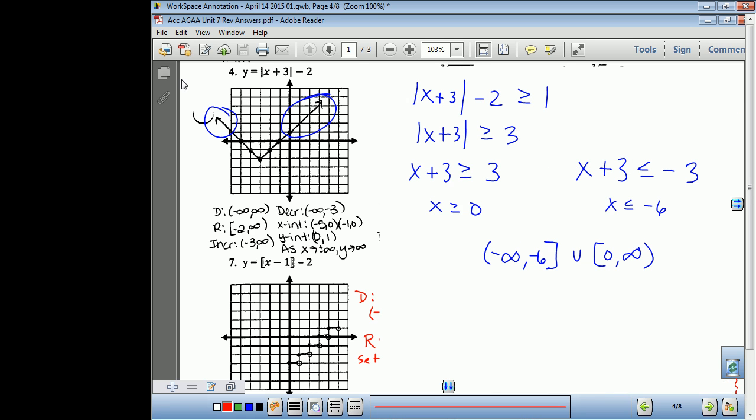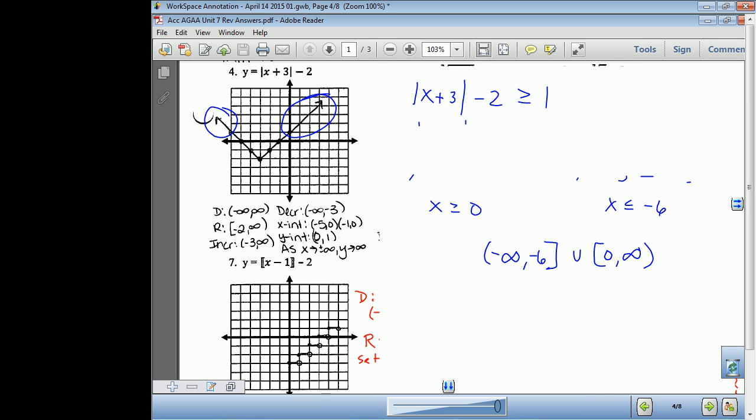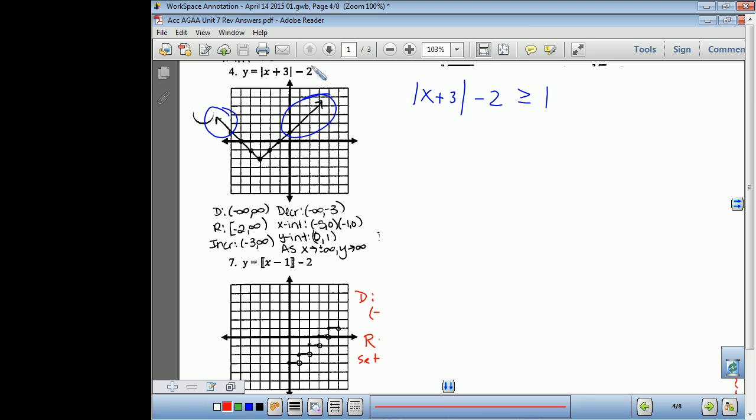Alright, so let's go back and take a look at this one. Let's say we were solving this absolute value inequality. This part of the function matches that, and we just want to know where it's greater than or equal to 1. If we drew in our little line right here, there's 1, so it's greater here, and it's greater there. So we can tell from the graph what the answer is.